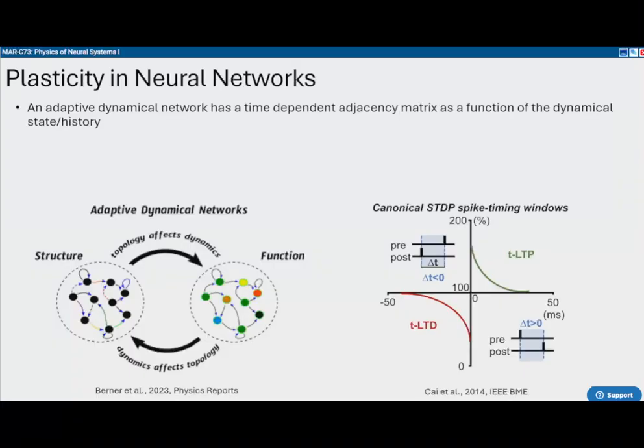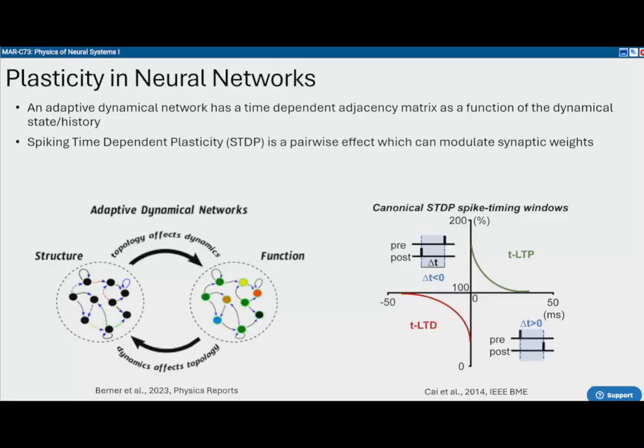So the theory is that an adaptive dynamical network has some time-dependent adjacency matrix as a function of dynamical state or history. You can see here in this diagram that as the dynamics flows and information goes through the network, there will be changes to the topology, which then affects dynamics. So it goes back and forth like this. So that's a good framework to think about it.